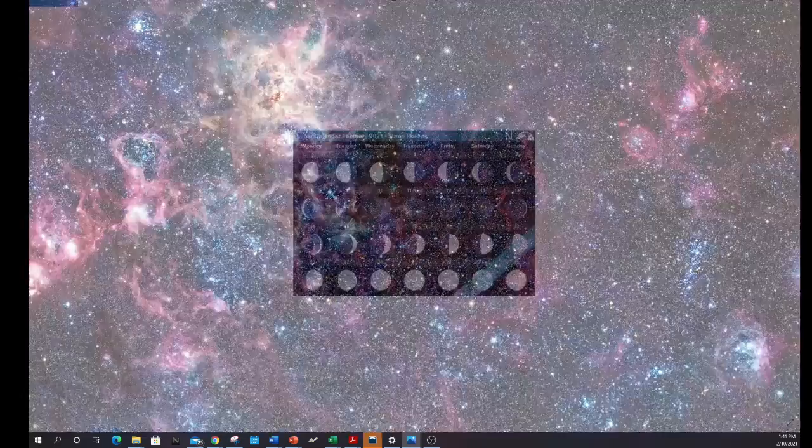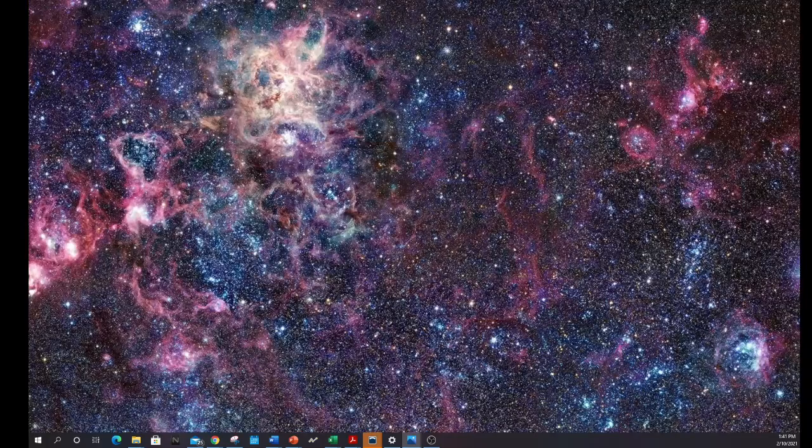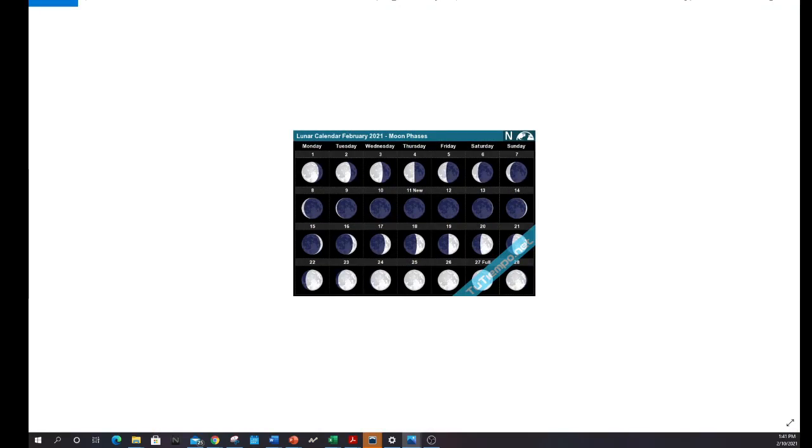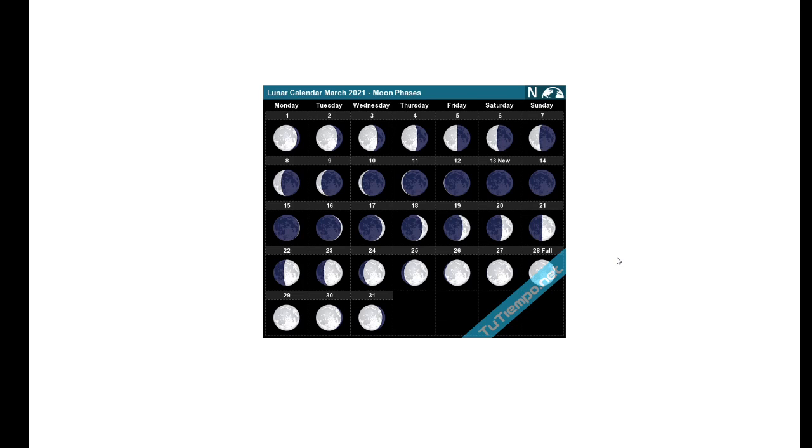Now, if you miss this observation window or you don't get all of your observations in for whatever reason, you will have another window of time that you can observe the moon between 6 and 10 p.m. at the end of March. So March is going to follow roughly the same time scale. You're going to be able to observe roughly between March 17th and March 29th, between those hours.